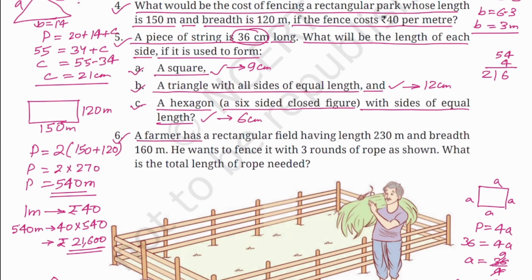6. A farmer has a rectangular field having length 230 meter and breadth 160 meter. He wants to fence it with 3 rounds of rope as shown. What will be the total length of rope needed? You have to find the perimeter of a rectangle whose length is 230 meter and breadth is 160 meter. Since 3 rounds of rope is taken, the answer will be 3 times the perimeter. Kindly do that.